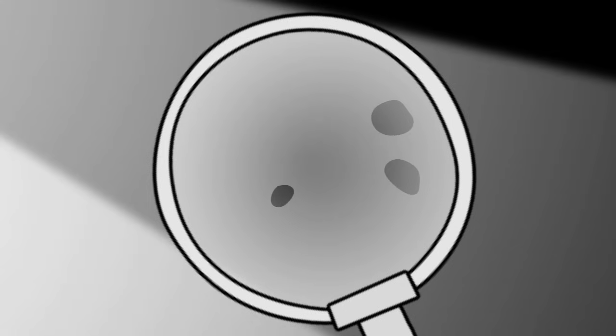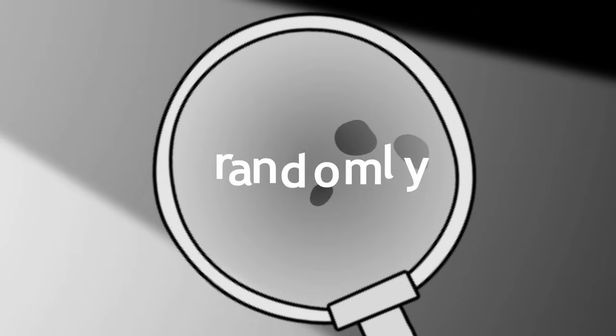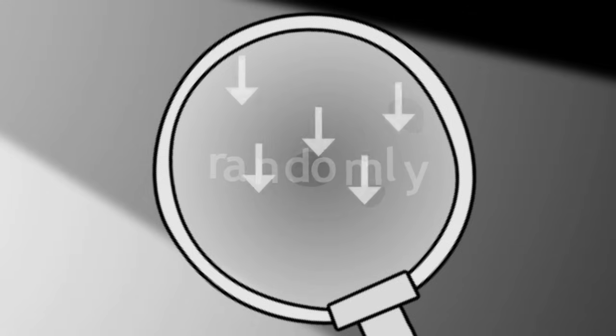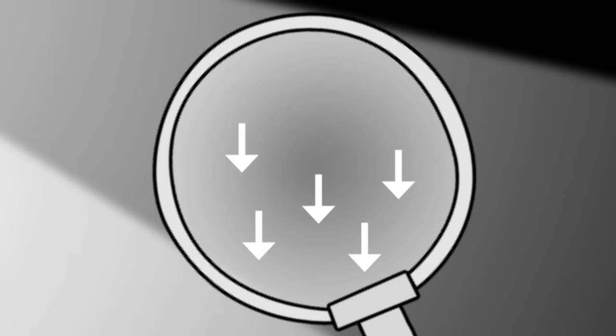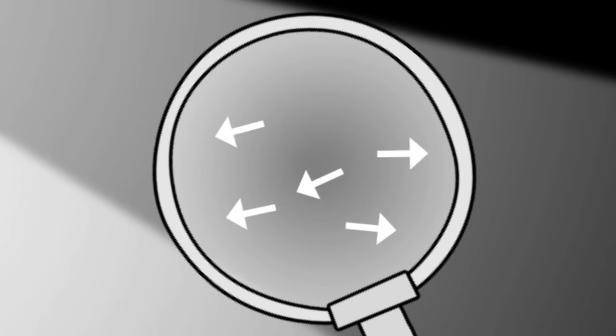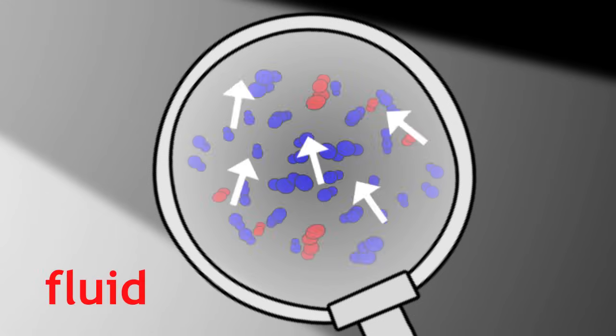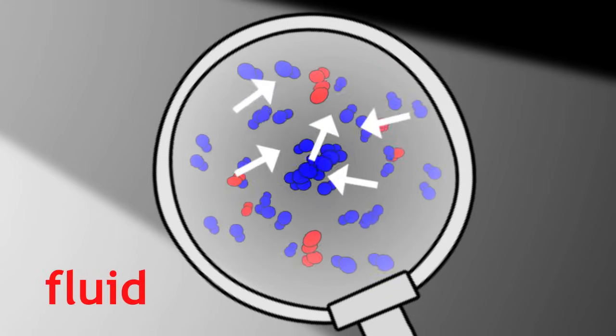The answer is that the dust particles are moving randomly. Did you see it? The dust particles are not always moving downwards, but are moving in all directions. The dust particles are very small and are supported by a fluid. In this case, that fluid is a gas.